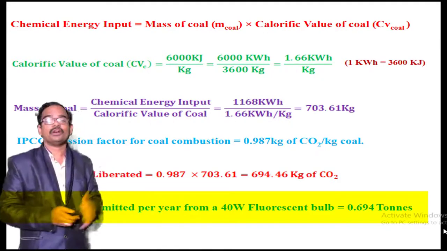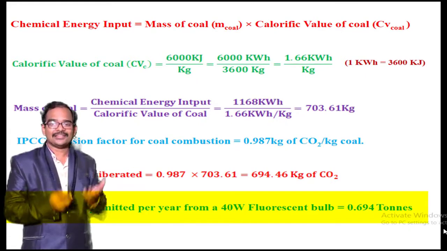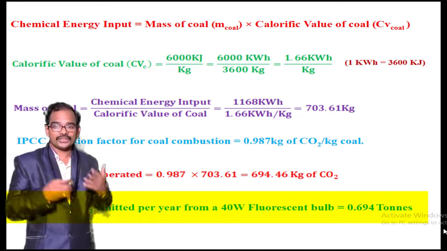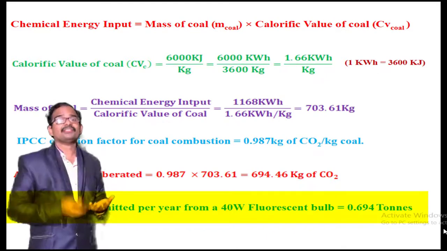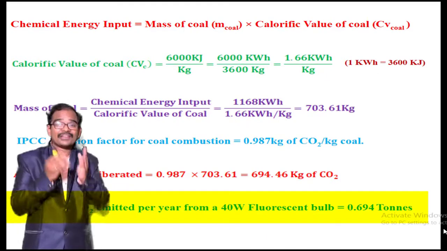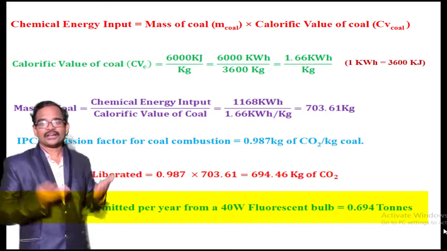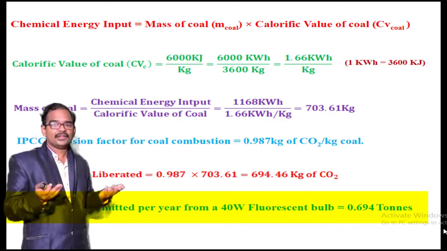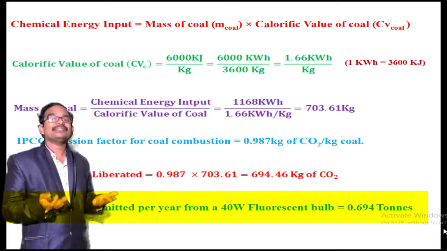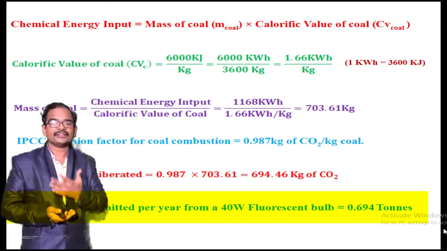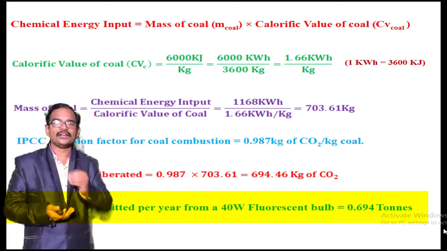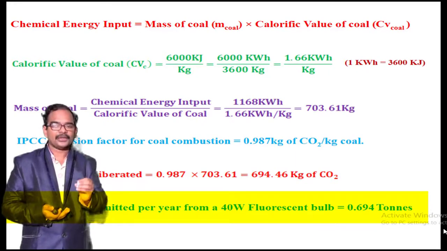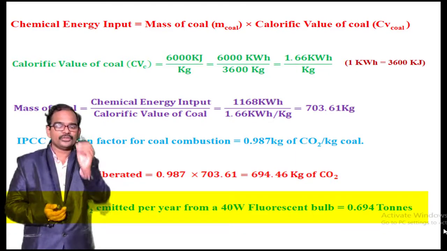Say, for example, you have 10 tube lights in your home. If each tube light is 0.7 tons, then 10 tube lights will be 7 tons of CO2. You are releasing 7,000 kgs of CO2 per year into the atmosphere, only because of 10 tube lights in your home.